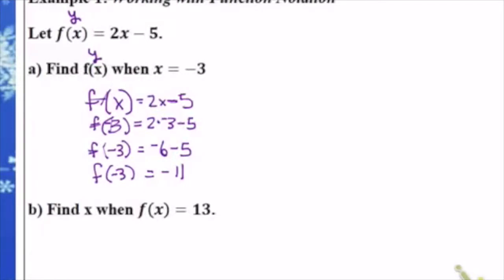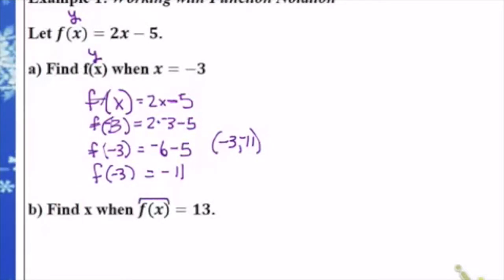So finding f of x is just like finding y. Again, that gives us an ordered pair. Our input, x, was -3, and our f of x, output, or y, was -11.